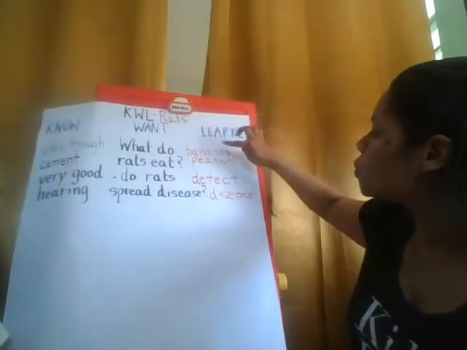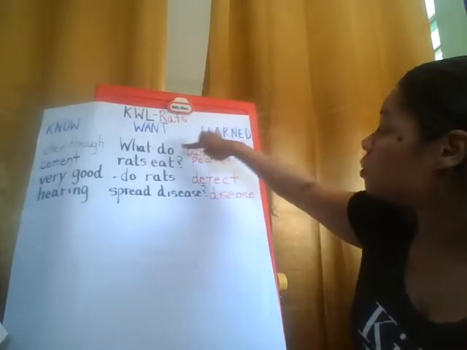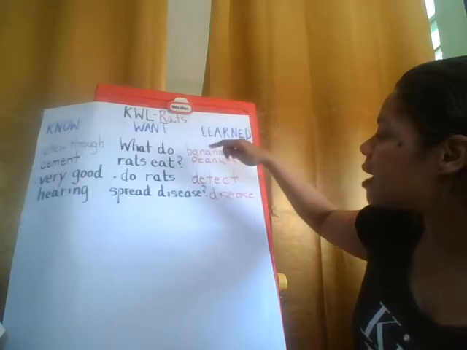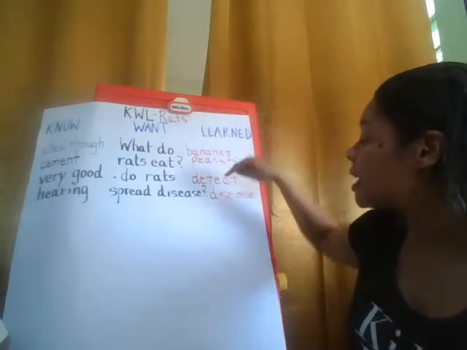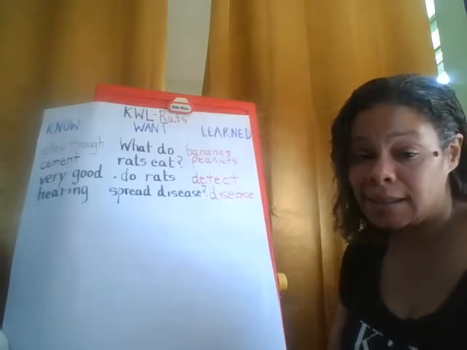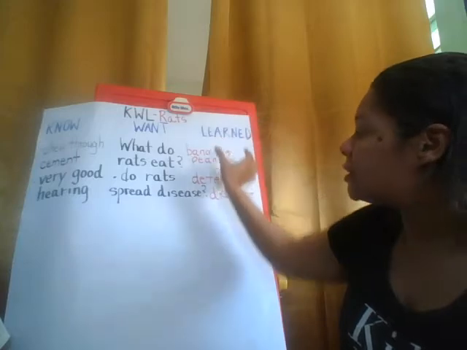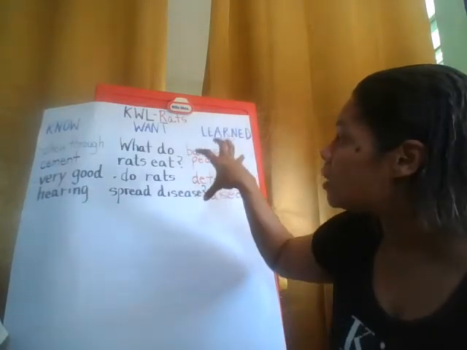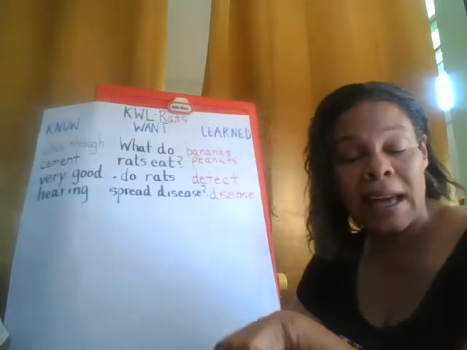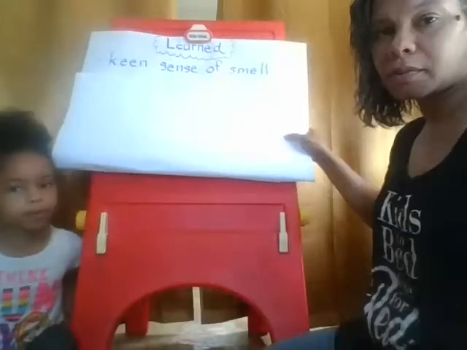So these are 2 of my wants that were answered, and actually new information. What do rats eat? Bananas and peanuts. And do rats spread disease? It didn't tell us that they spread disease, but it did tell us that they can detect or find diseases, tuberculosis. That's pretty cool. So under this learn section, I want you to write some things that you've learned. I'm going to put a new spreadsheet up here, and then Olivia and Lex are going to tell me some things that they learned, and then we'll see if they compare.